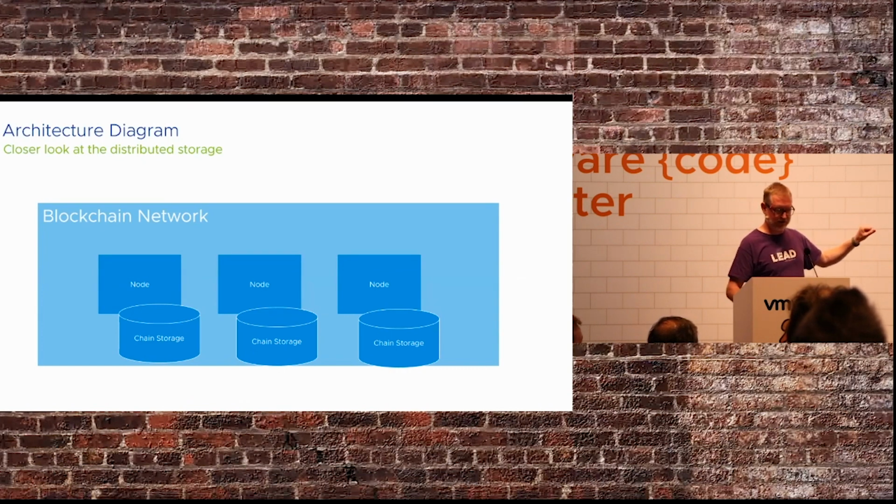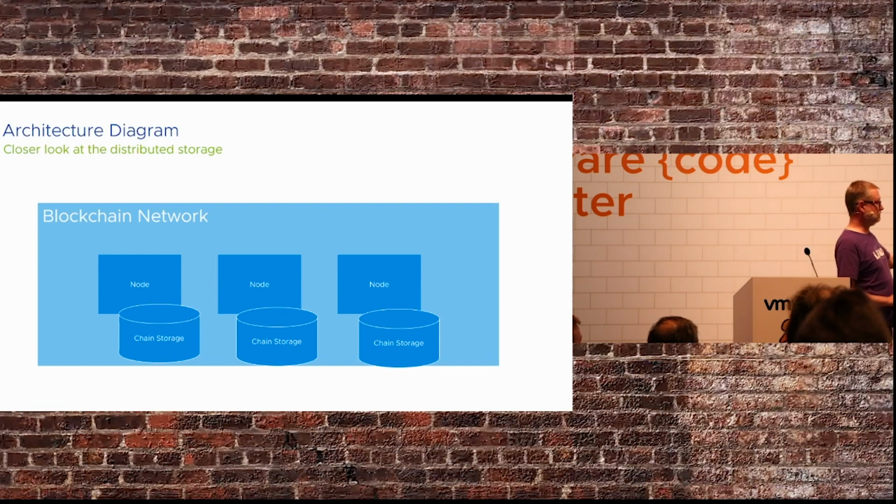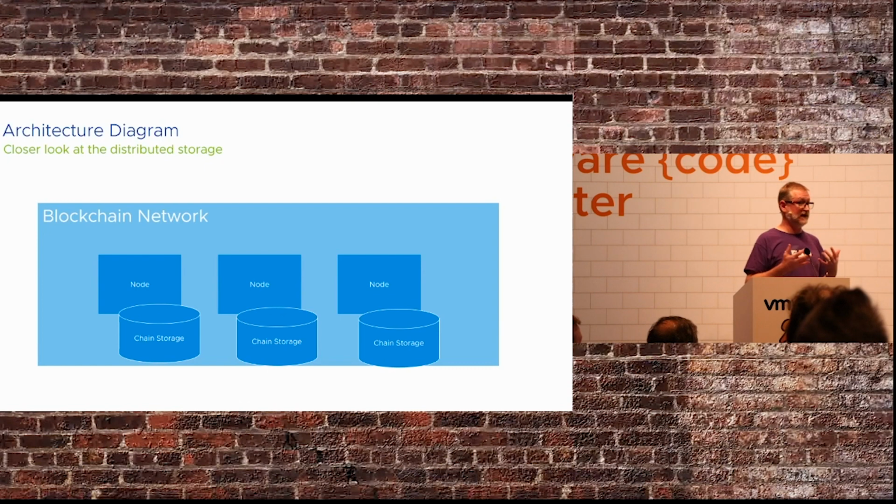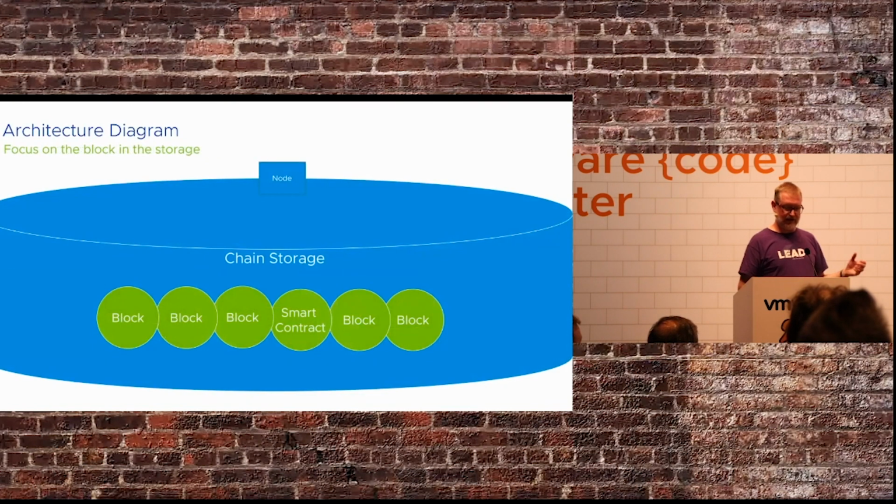When you have a consortium of agencies, they all get their own blockchain node. It's just like a database server, right? Inside that node, they have this chain storage. And a chain is just a series of blocks. It's one block after another block after another block. It's always append only. And inside those blocks is data, any data that your application cares about.